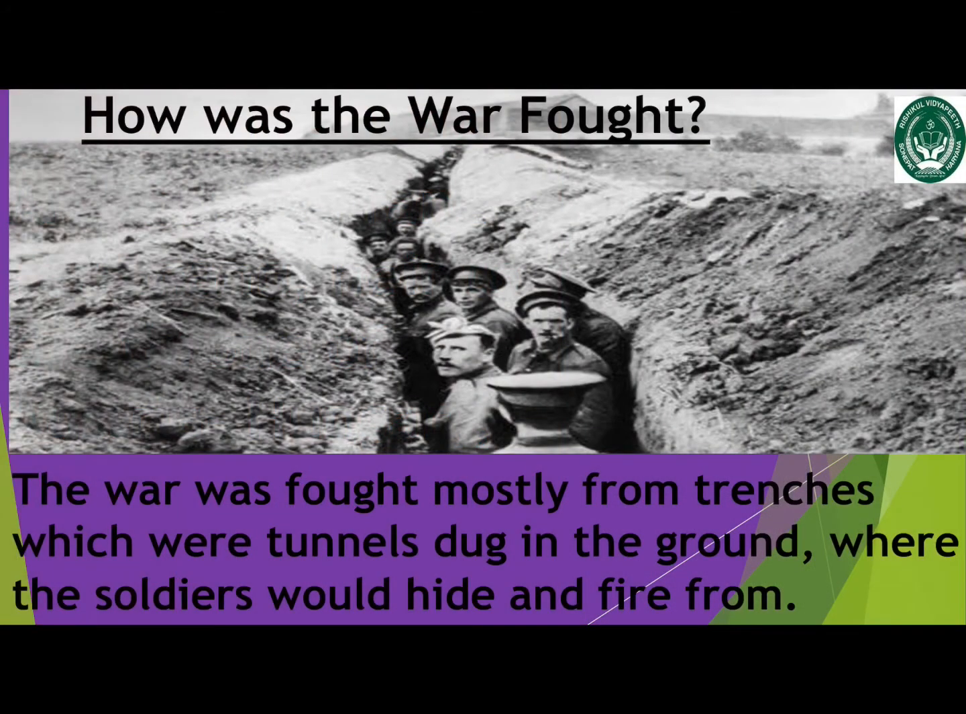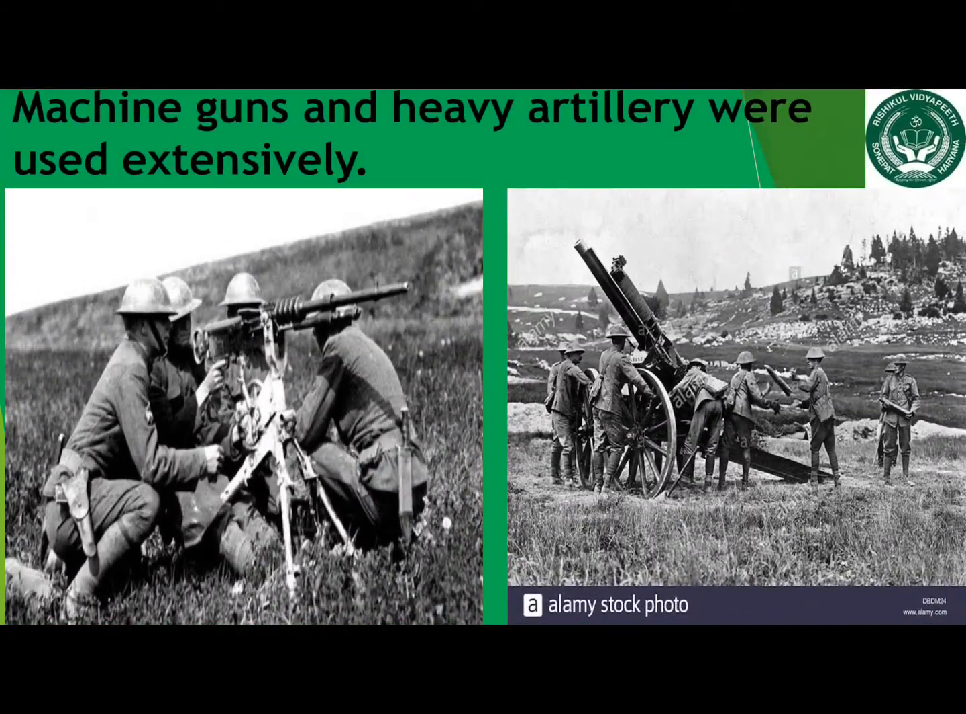Now, how was the war fought? Battles were fought in many countries. In Europe, the battles were fought on the France-Belgium side along the Western Front and on the Eastern Front on the Russian side. The war was fought mostly from trenches, which were tunnels dug in the ground where the soldiers would hide and fire.